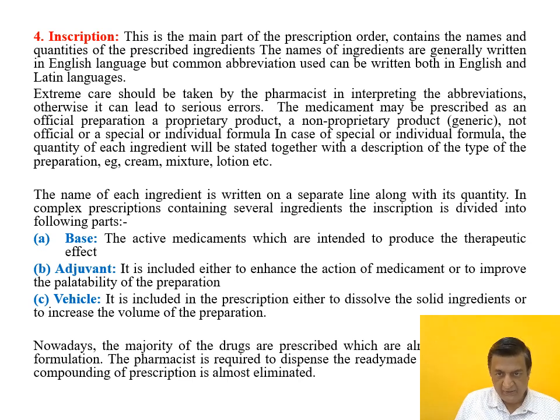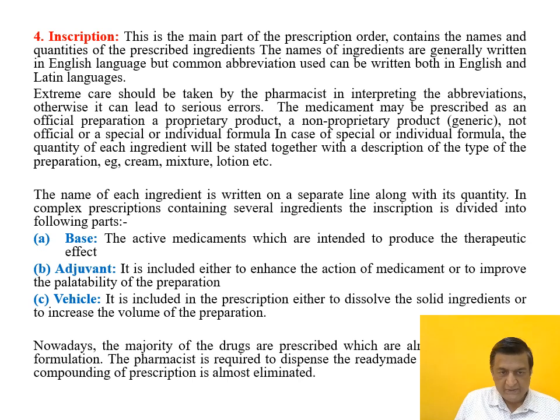The medicament may be prescribed as an official preparation, a proprietary product, a non-proprietary product, that is nothing but generics, not official, or a special or individual formula. In case of special or individual formula, the quantity of each ingredient will be stated, through which the description of the type of the preparation, for example cream, mixture, lotion. The name of each ingredient is written on a separate line along with its quantity.